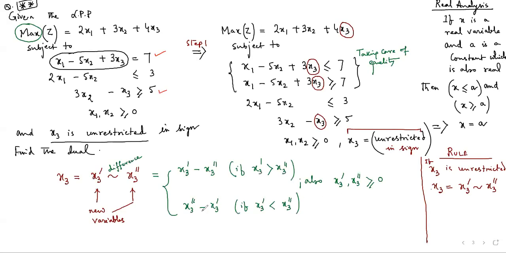you can assume the second one also, that there will be no change, because these are just the naming of the variables. x3 prime is greater than x3 double prime, or x3 double prime is greater than x3 prime, and you can rename, because these are just a matter of renaming the variables. So you can either choose this one or that one, it doesn't matter. We are going to do the same thing with all the constraints.